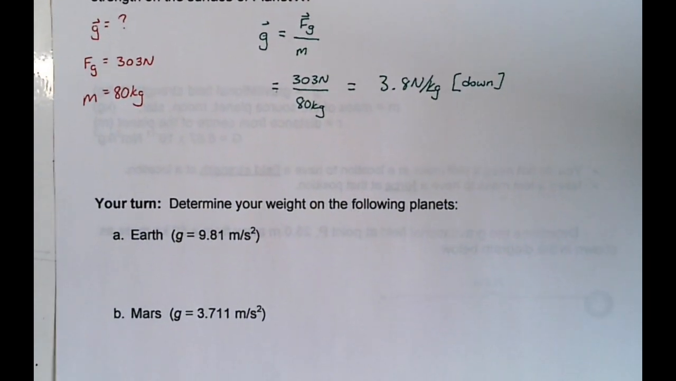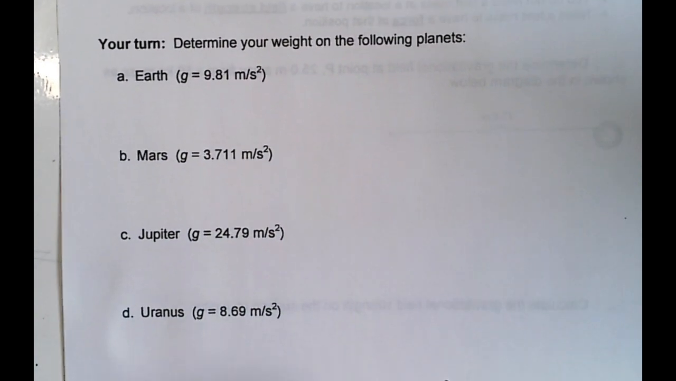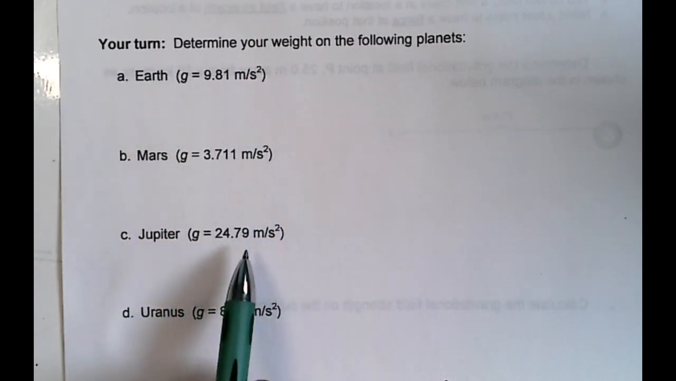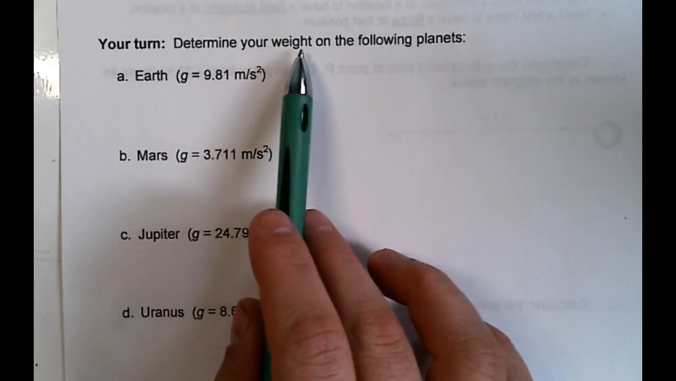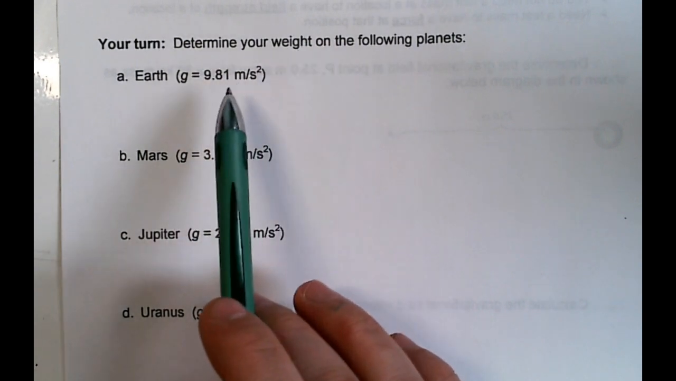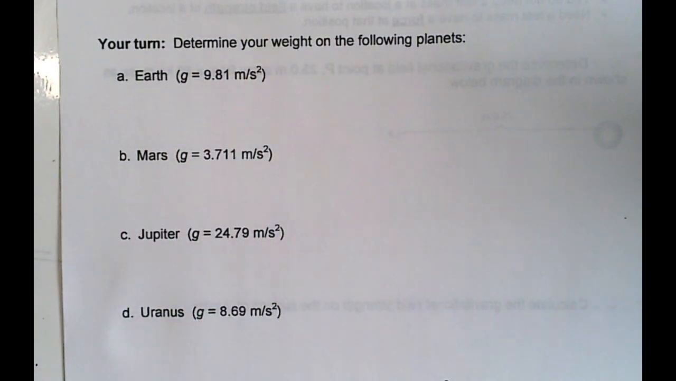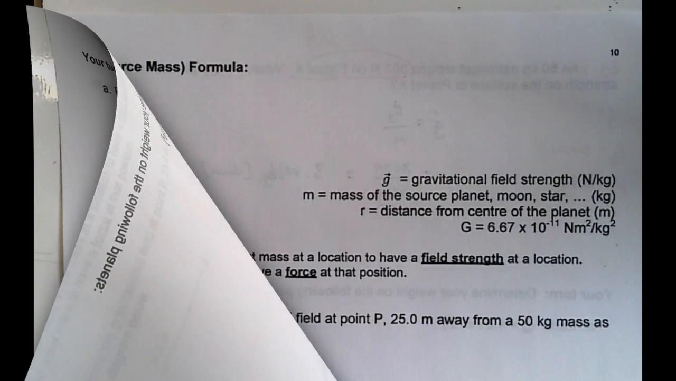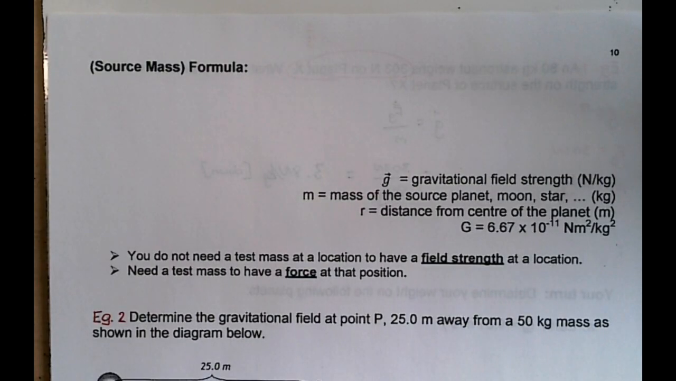So go ahead and try this below. Try with the different gravitational field strengths on the different surfaces to find what your weight would be, not your mass. So you're going to use your mass in kilograms, not pounds, to find your weight on the different planets. So that's what we would do if we were given the test mass. When we are not given the test mass, for example, if we have the Earth pulling on a test object, if we're given the mass of the Earth or the planet, then we would use our source mass formula.